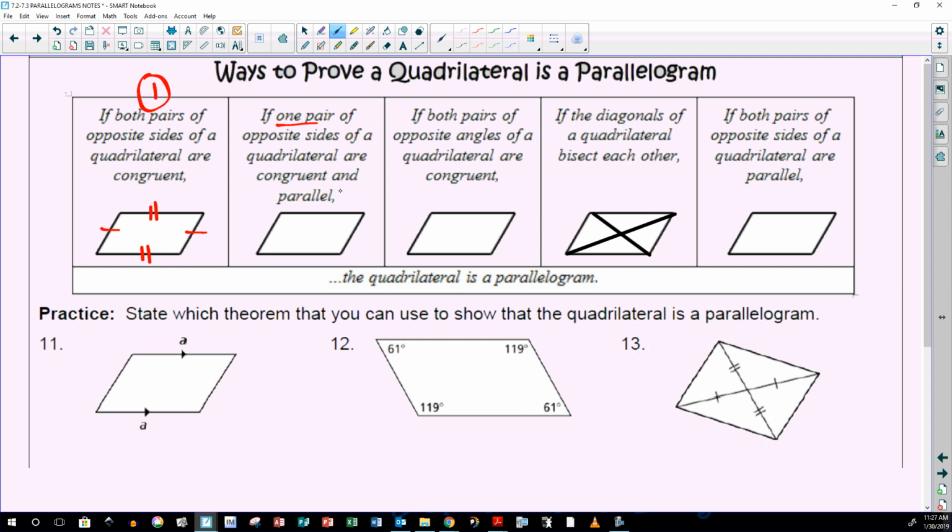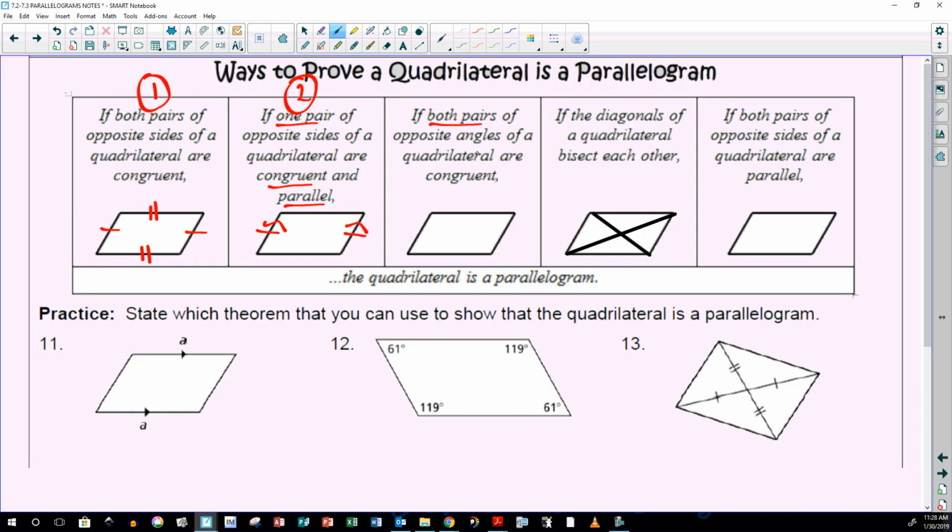Okay, this one says if one pair is congruent and parallel. So one pair, so I'm going to pick the side pairs to be congruent, but they also have to be parallel. I don't have to put anything else on the other sides because it states one pair is both parallel and congruent. So this is going to be my reason number 2.